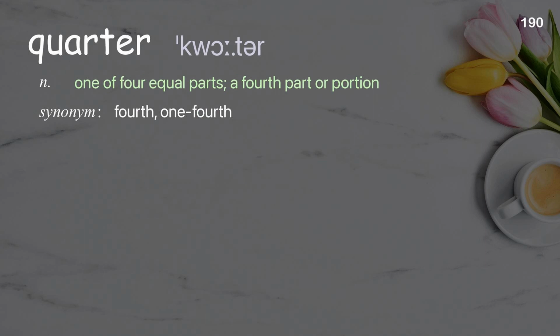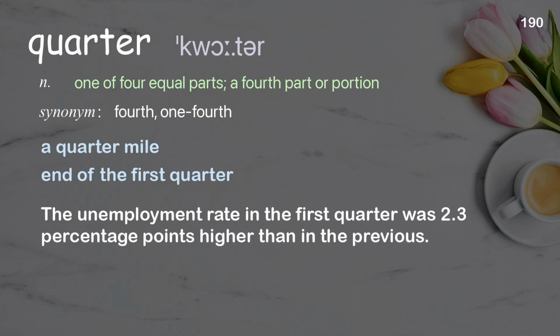Quarter: one of 4 equal parts, a fourth part or portion. Examples: a quarter mile, end of the first quarter. The unemployment rate in the first quarter was 2.3 percentage points higher than in the previous.